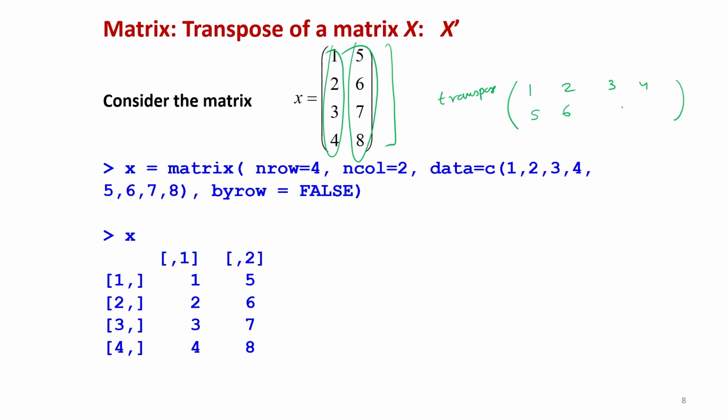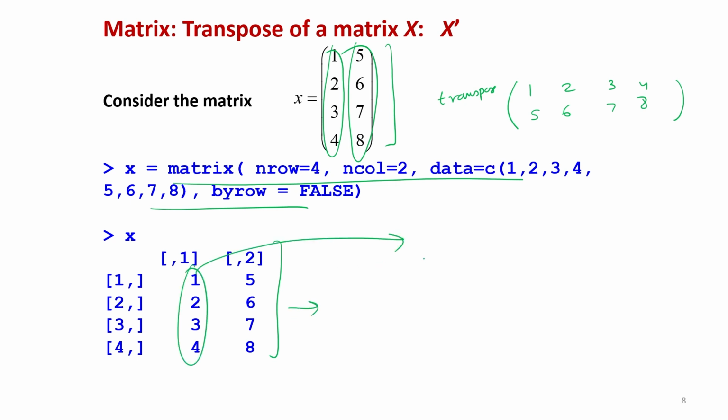This becomes the second row 5, 6, 7, 8. So let me show you this operation on the R console, how you can get it done. I take the same matrix of order 4 by 2. If you try to interchange its rows and columns, what will happen? The first column will become 1, 2, 3, 4 as the first row, and the second column will become the second row, 5, 6, 7, 8, like this, right?